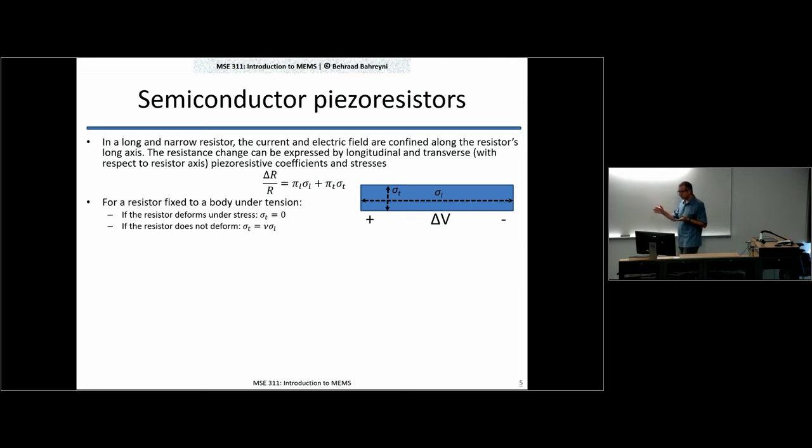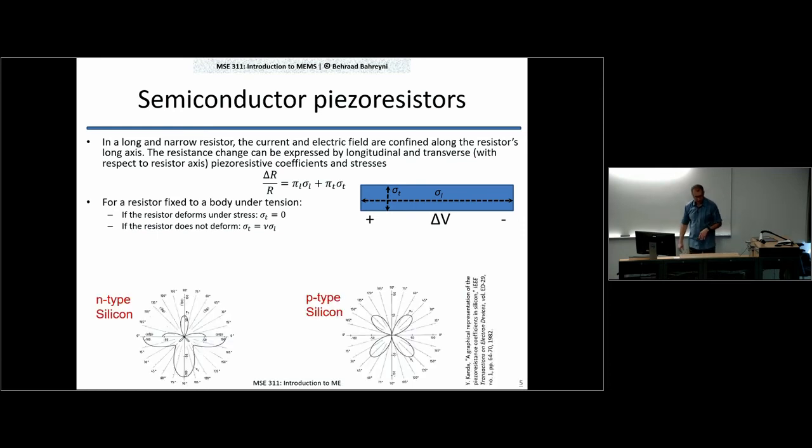This can happen, and in macro scales you can easily do this. At micro scales, this is really not the case. In most situations, your piezoresistor is deforming with the larger body. It's following whatever the larger mechanical body is imposing on it. And therefore, sigma t is 0 for most of those situations. In the other case, sigma t will be nu sigma L, right? Remember that the piezoresistor hasn't deformed, but the material underneath has. The shrinking is about proportional to nu, the Poisson's ratio. So sigma t will be nu times sigma L.